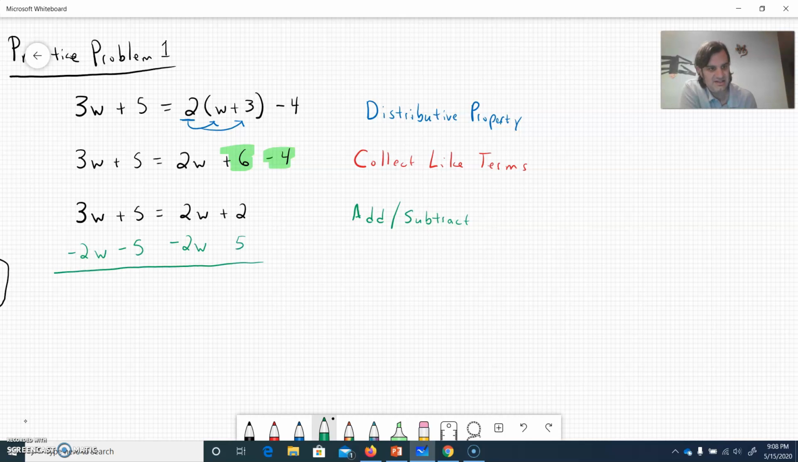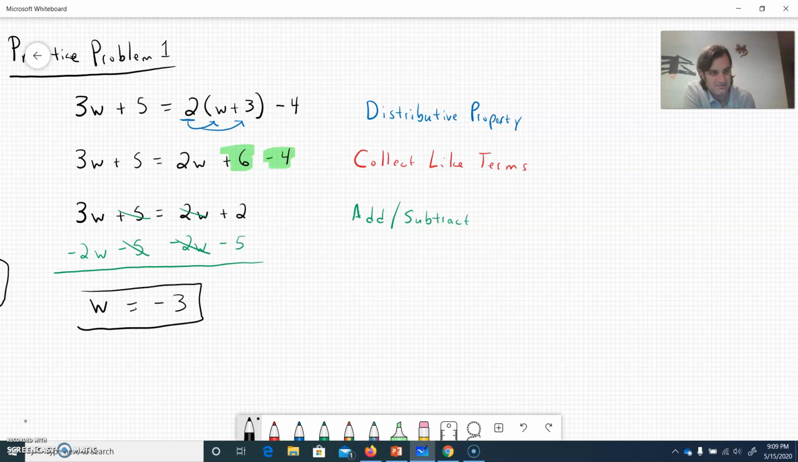So what this does is on the left-hand side, the 5 minus 5 cancels out. And on the right-hand side, the 2w minus 2w cancels out. And I get w equals, oh, sorry, I was supposed to be subtracting 5 on both sides. So on the right-hand side, that's 2 minus 5 gives me negative 3.